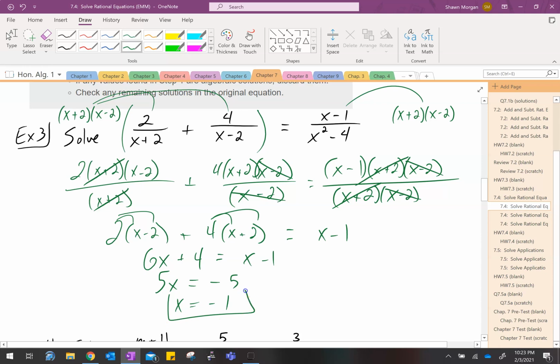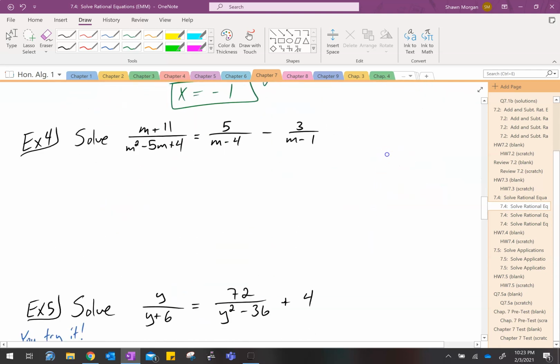And then before I finish the problem and say, okay, well that's my answer, I've got to double check: does that make any of the original denominators equal 0? And if it does, that would be an extraneous solution that I would have to throw out. Okay, it certainly doesn't, so it checks out. This is a good answer, negative 1 being the only value that we got there.